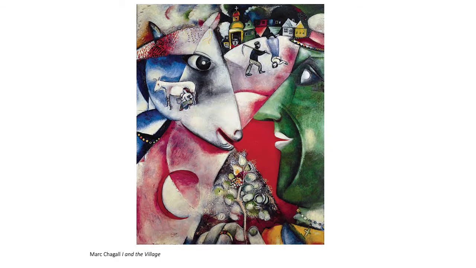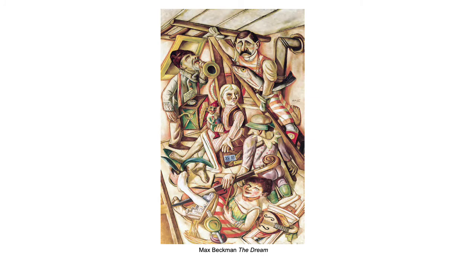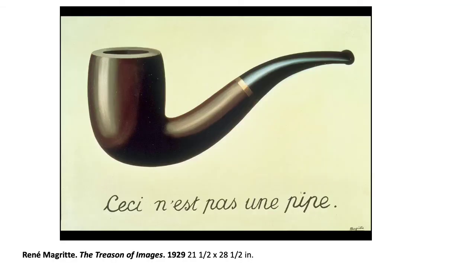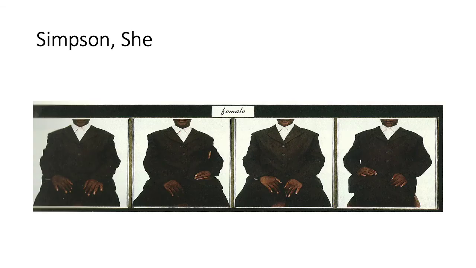So here we have three paintings: Marc Chagall, Max Beckmann, and Jemaine Quigley Smith. There are similarities, but none of these images are wrong in their sense of the world's view. Visual literacy. I want to talk about this later, but basically, this says this is not a pipe. Well, it's not a pipe. It's a painting of a pipe. They're still arguing about this almost 100 years later.